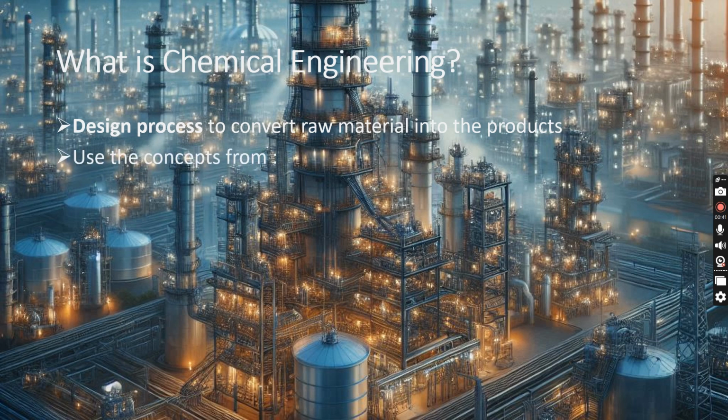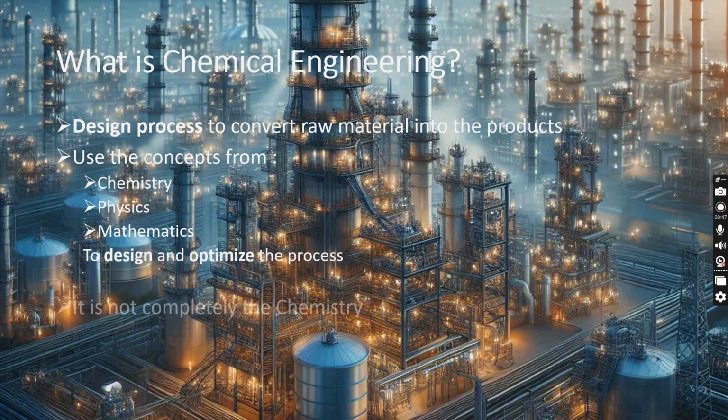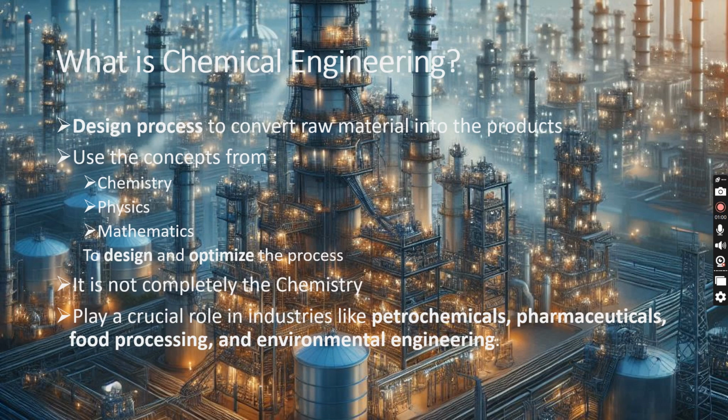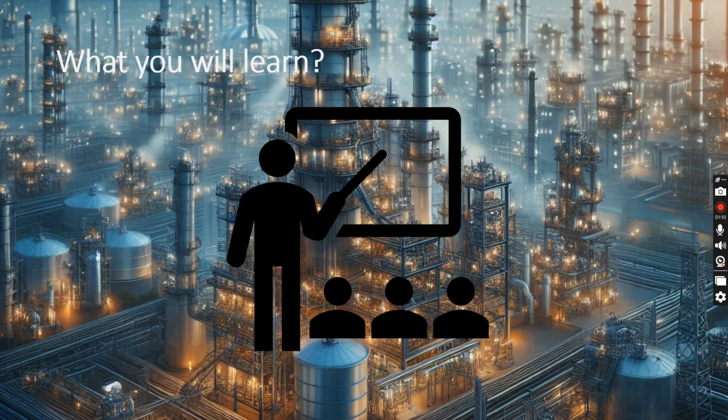In chemical engineering, we use concepts from chemistry, physics and mathematics to design and optimize processes. It is not completely about chemistry, which is a general misconception about chemical engineering. Basically, for us, chemical engineering is about designing the processes and the process elements. As you can expect, it plays a crucial role in industries like petrochemicals, pharmaceuticals, food processing, and environmental engineering.